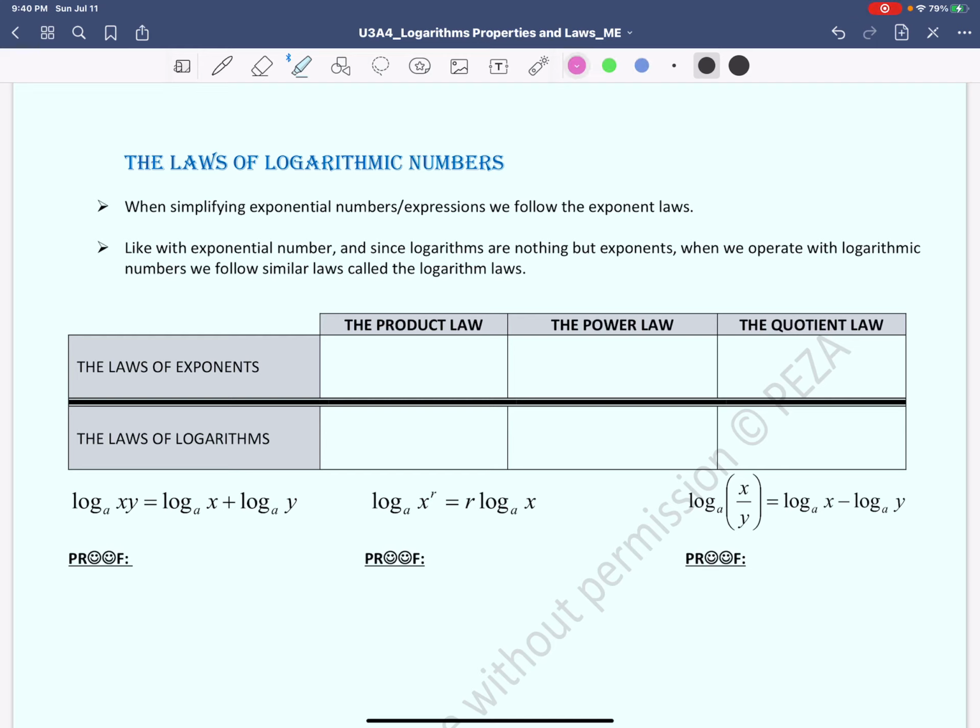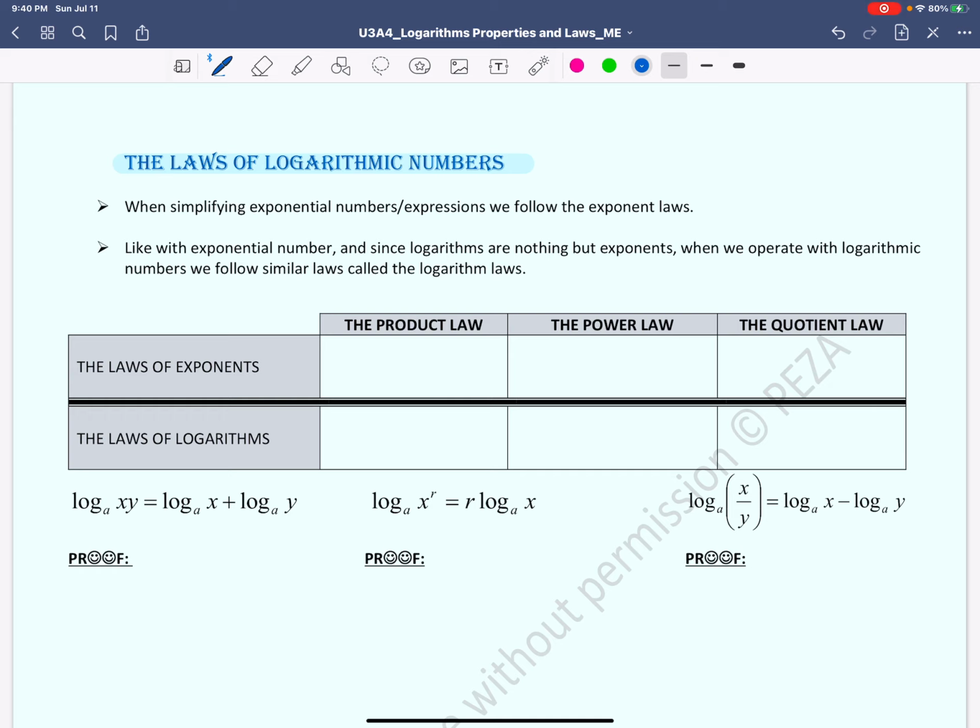Hello and welcome. In this lesson, we'll explore the laws of logarithmic numbers. Remember that when simplifying exponential numbers or expressions, we follow the exponent laws. Just like with exponential numbers, and since logarithms are nothing but exponents, when we operate with logarithmic numbers or expressions, we follow similar laws, which we call logarithmic laws. Because of the connection between exponents and logarithms, there will be some connection between the exponent laws and logarithmic laws.